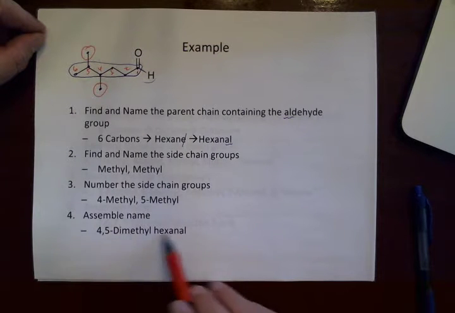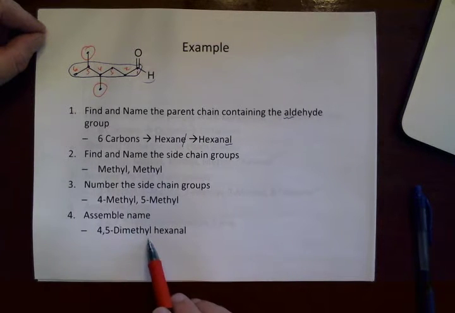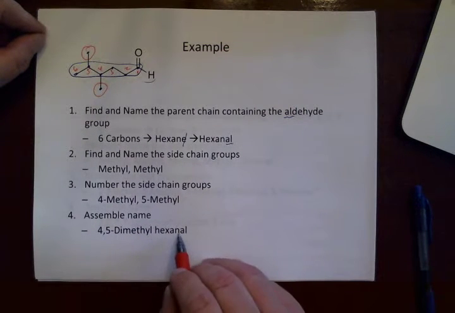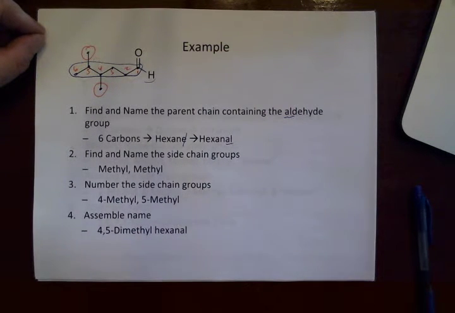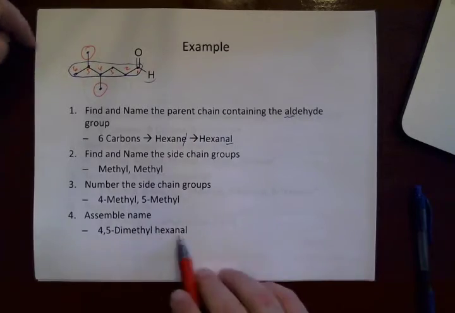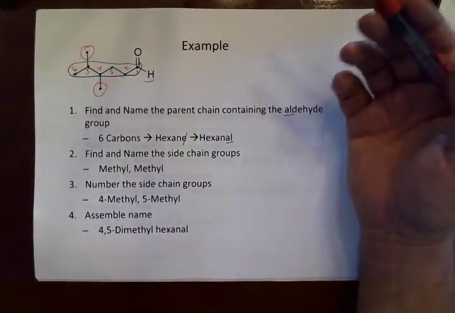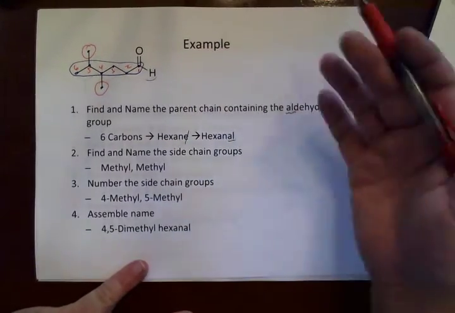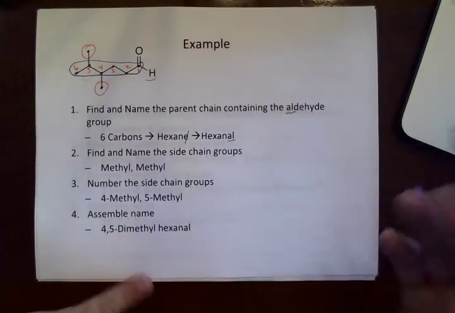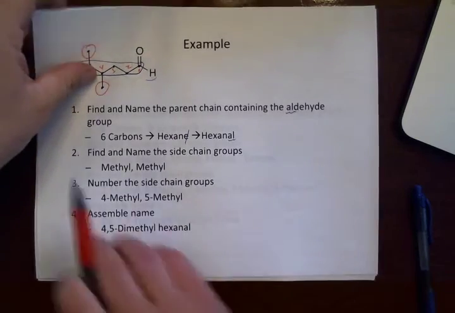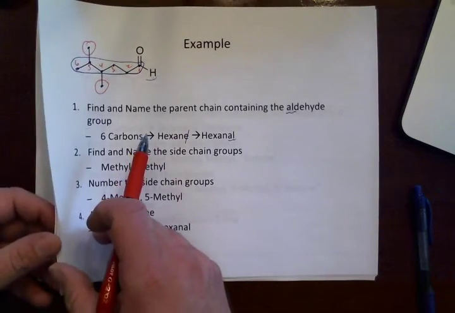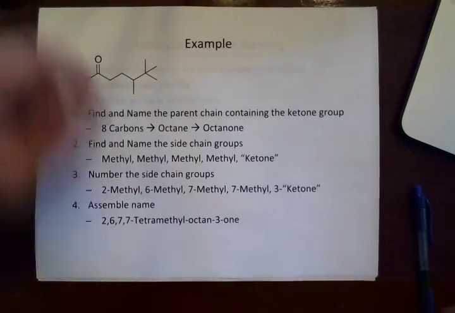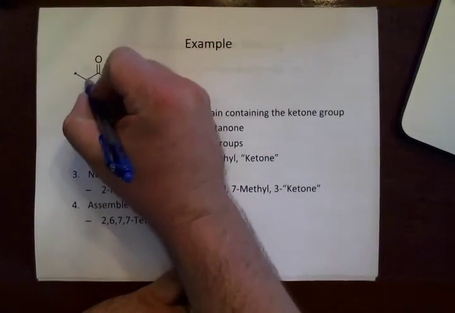When you assemble the name, it would be 4,5-dimethylhexanal. Now you could say 4,5-dimethyl-1-hexanal. If you did that, I wouldn't take points off, but this is probably the better name. When you're starting off, it's never a bad idea to go ahead and put that in there, but it is understood that it has to be at 1, because the aldehyde has to be at the end. If you want to put it in there when you're starting off, that's fine by me, but do know that you don't need it. Now for ketones, again, let's put in our dots.